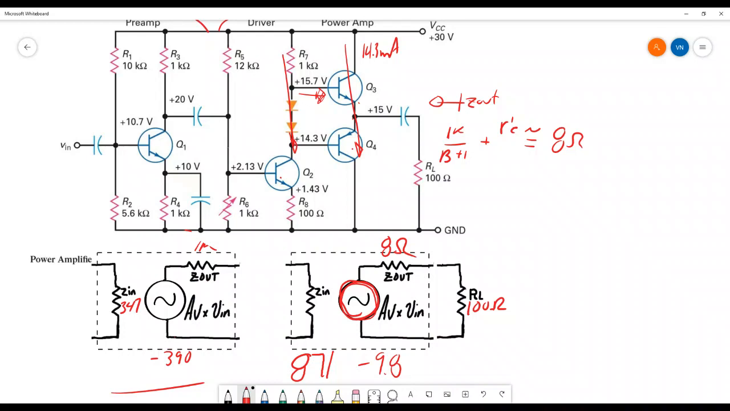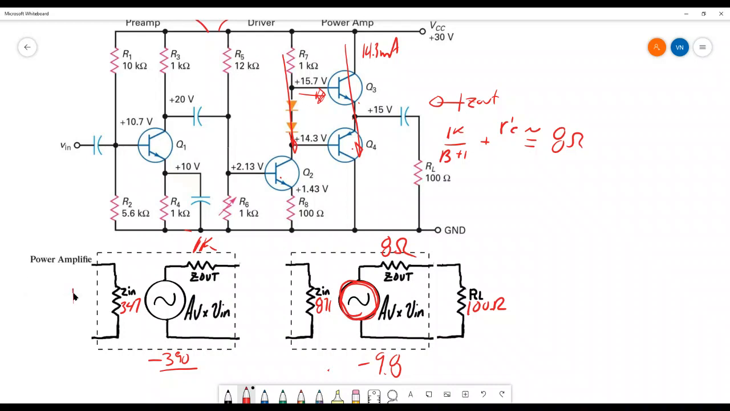So there's your complete Class AB amplifier after 2 stages. You got a Z in at 347 at the front. And then I've got one stage which has a gain of minus 390, but an attenuation of 1K, a Z out on here of 1K, and a Z in here of 871. So there's an attenuation there. And then we got a gain of minus 9.8 and 8 ohms over 100.